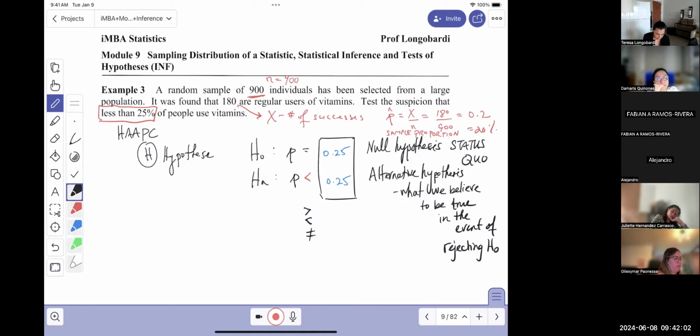Next step. Very good. You guys are following me. So A is assume. What do we assume? We can't do anything unless we make this assumption.